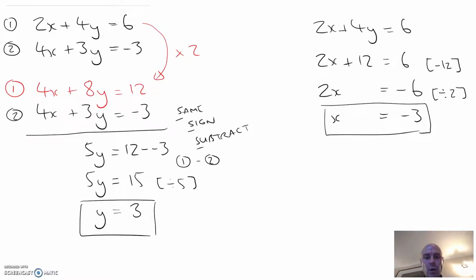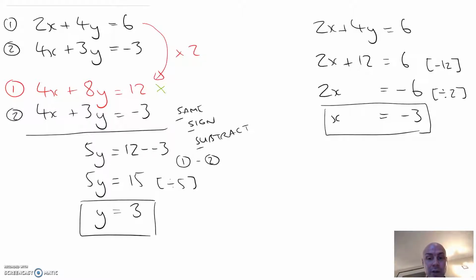Okay, how did you do? I got that y equals 3. I did y first, and then I substituted y equals 3, and I got x equals minus 3. Okay, now there are a couple of things that, if you didn't quite get that, you may need to check. Hopefully, maybe you decided to multiply equation 1 by 2 like I did.